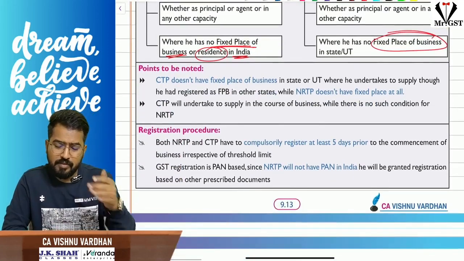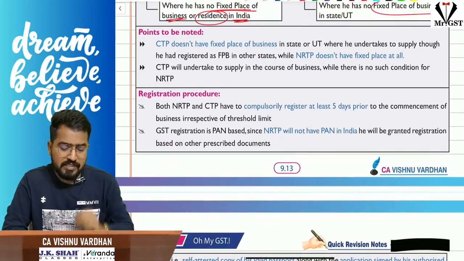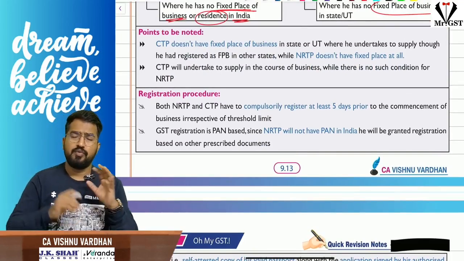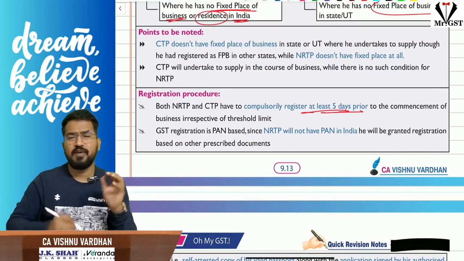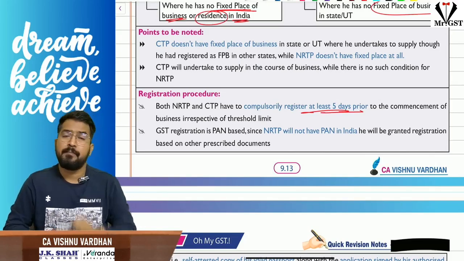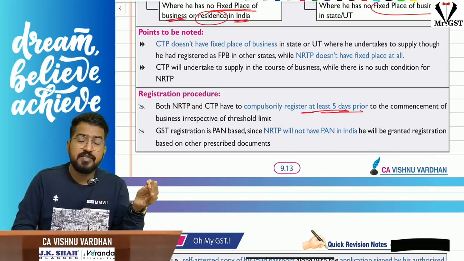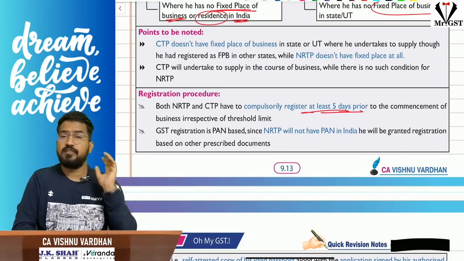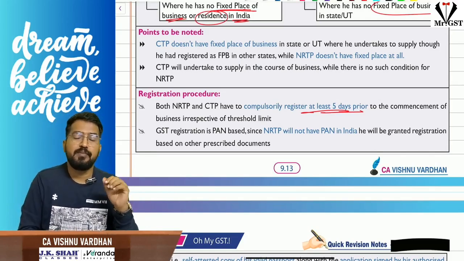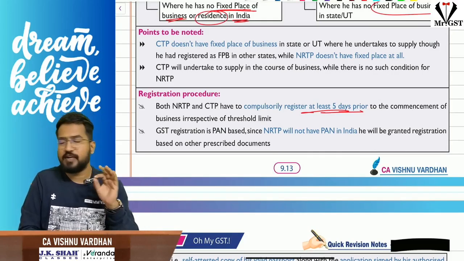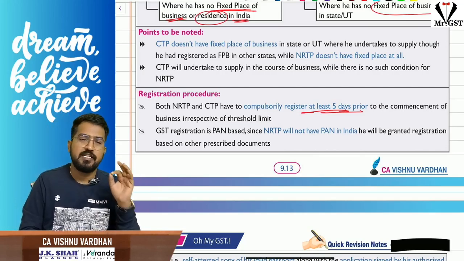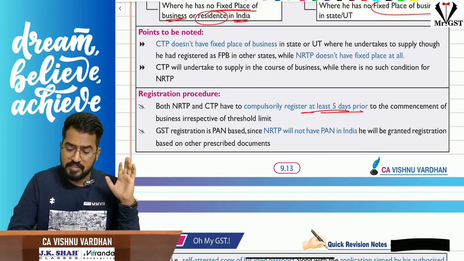Now for them, what is the registration procedure? We have already understood that they should apply for registration at least 5 days prior to the commencement of the business. For others, they can start the business, become liable for registration, then within 30 days they have to apply. But for these people, they cannot start the business without applying for registration. So at least 5 days prior to the commencement of the business, they should apply for registration. That is the next point.